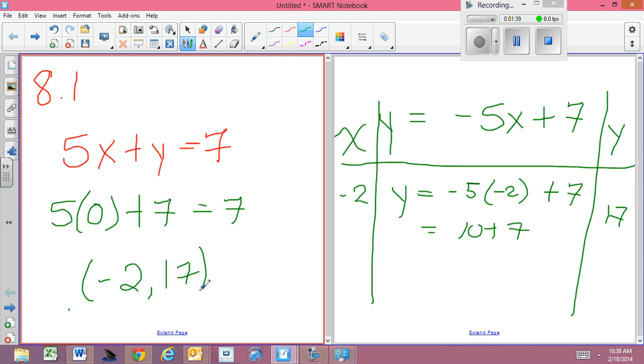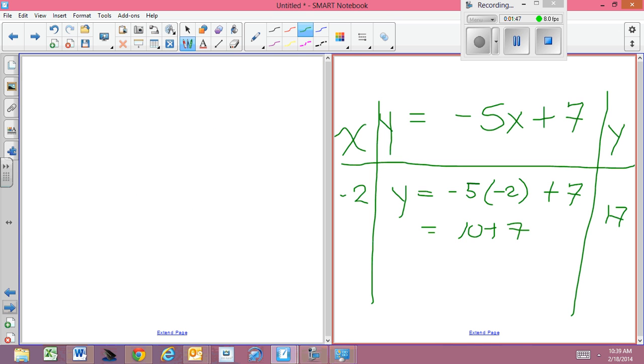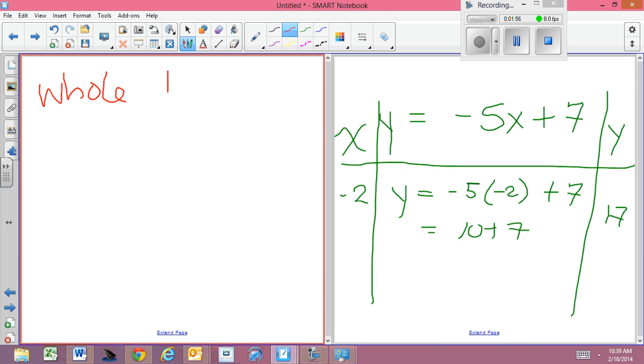Well, what we also learned about solutions to these types of equations is that there's a certain set of solutions called whole number solutions. So if I asked you to find just the whole number solutions to this equation, there's only a certain number of them. Remember the definition of a whole number is basically the set of positive integers.